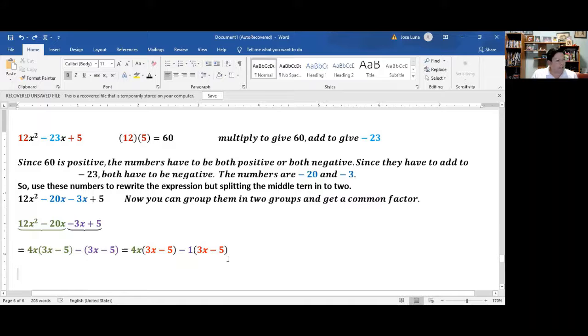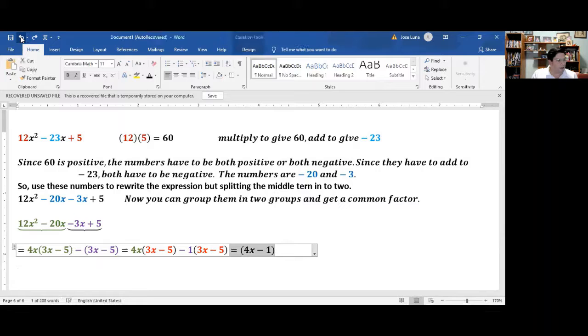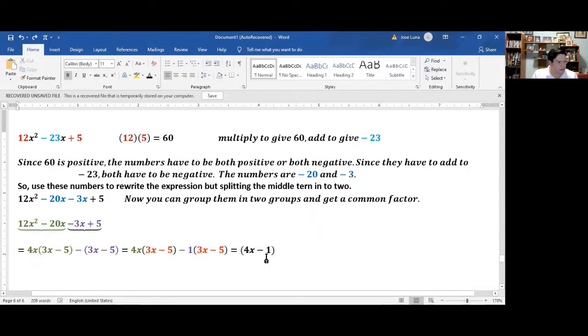So I'm going to apply the distributive property again and say that 4x and the minus 1 both multiply the same 3x minus 5. So I write it like this. 4x minus 1 is going to multiply the 3x minus 5. See, 4x times 3x minus 5 and negative 1 times 3x minus 5. And really, those are our factors from our original expression. We just write them both in black. And we're done.